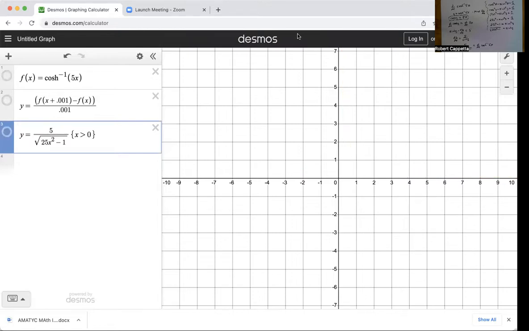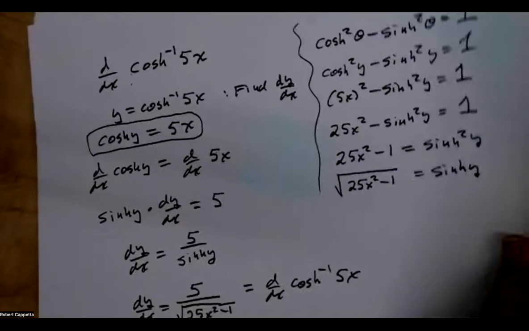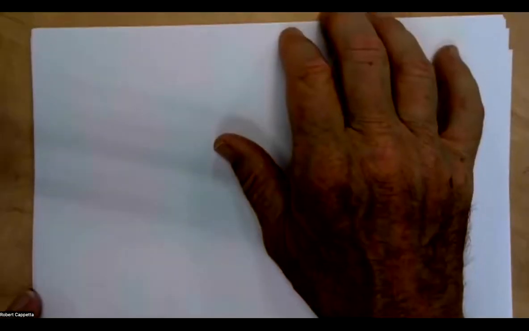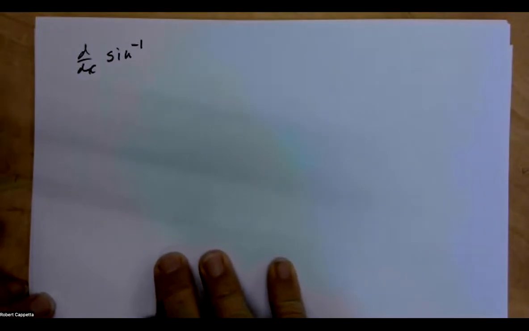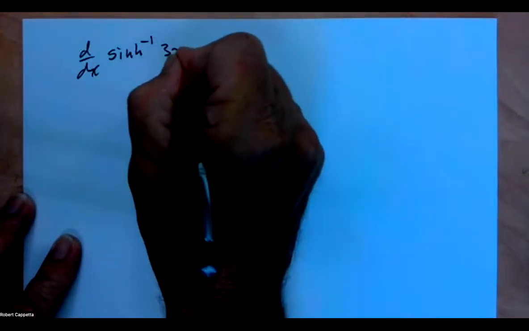Okay, well, let's do the same thing for an inverse sinh. Now that we see the process, we're using an implicit derivative to find the derivative of the inverse sinh of something. So here's our goal: the derivative with respect to x of the inverse sinh of 3x, let's say.